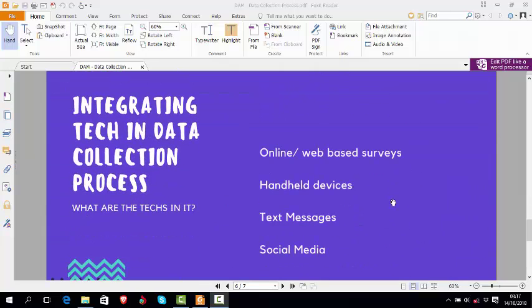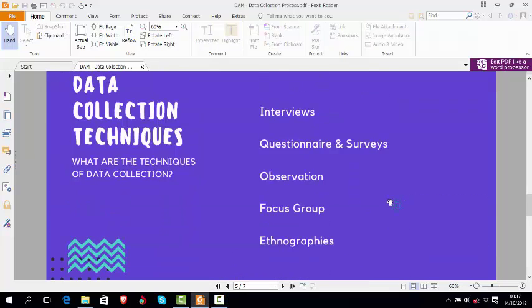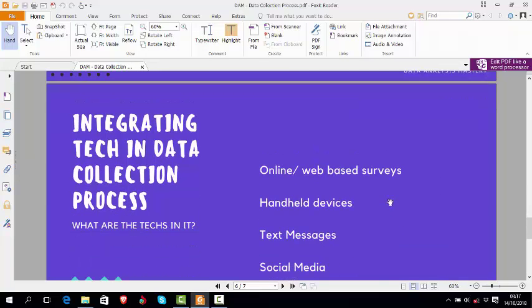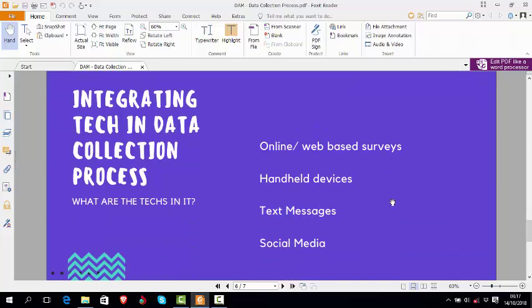So that is that as regards the data collection techniques. Also very important is integrating tech in the data collection process. Gone are the days of biros and papers and asking questions and just ticking. You find out that by the time you give questionnaires to people, they might not even understand the question, so they tick whatsoever they want. And that will bring an error in your data collection process.